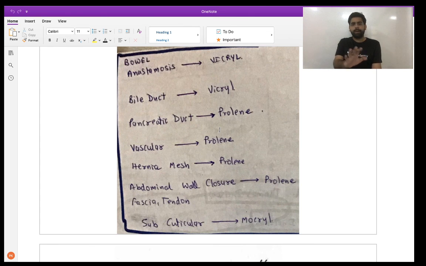Just change this pancreatic duct. Usually proline is not used. What we use is a PDS over there. But yes, these are the sutures which are used for particular indications. I hope you understood this.